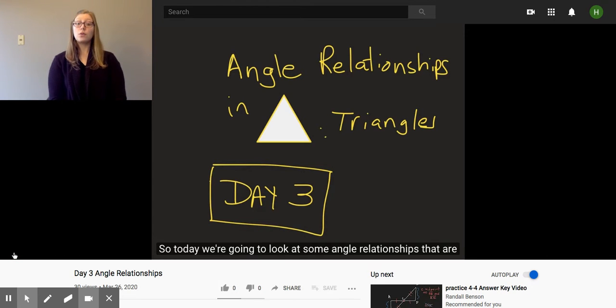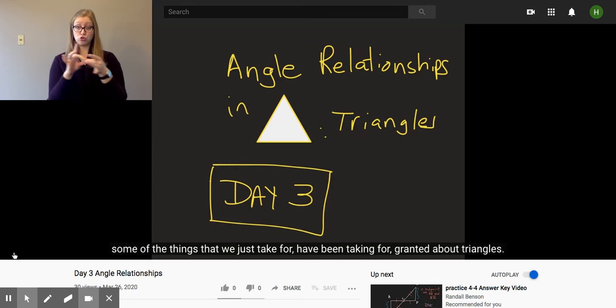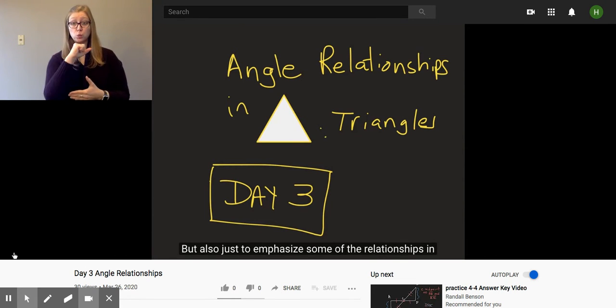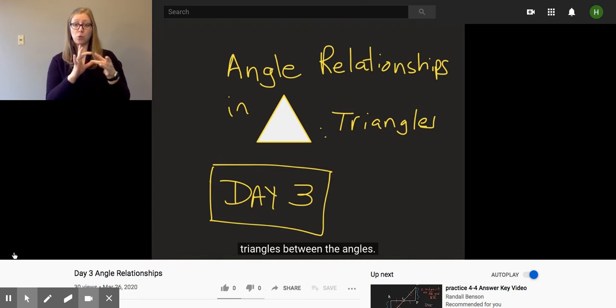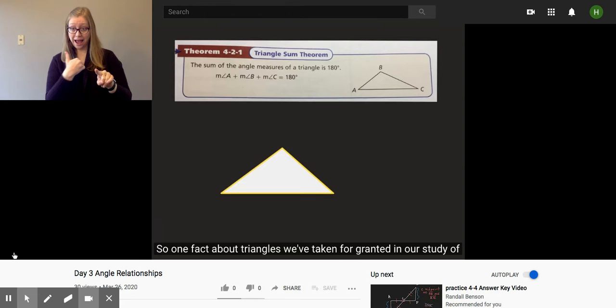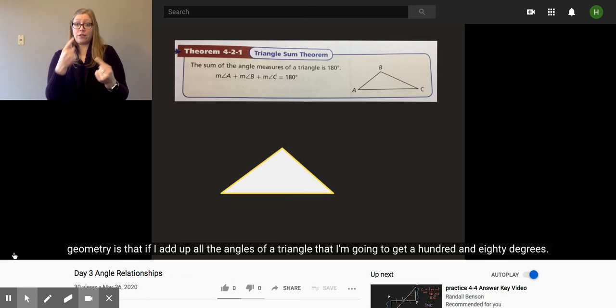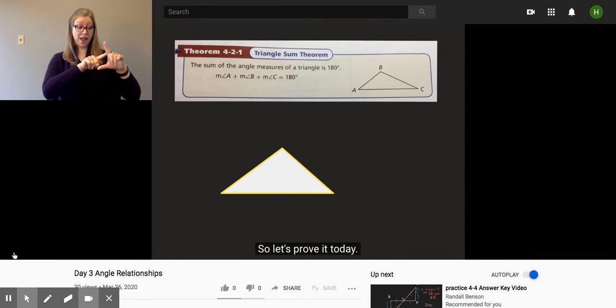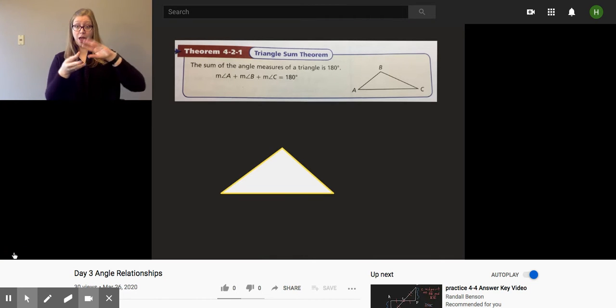So today we're going to look at some angle relationships, some of the things that we have been taking for granted about triangles, but also just to emphasize some of the relationships in triangles between the angles. One fact about triangles that we've taken for granted in our study of geometry is that if I add up all the angles of a triangle, I'm going to get 180 degrees. So let's prove it today.